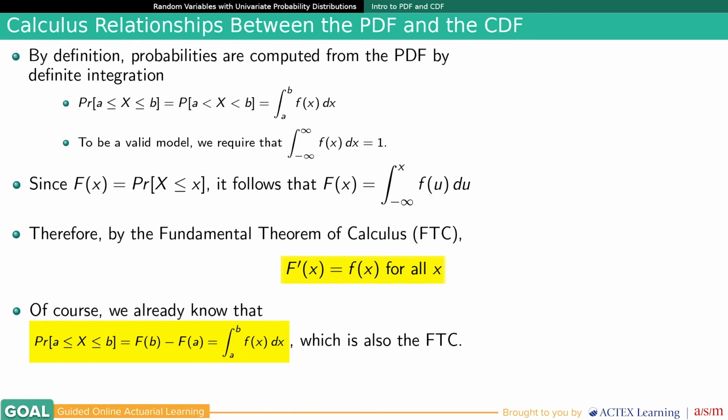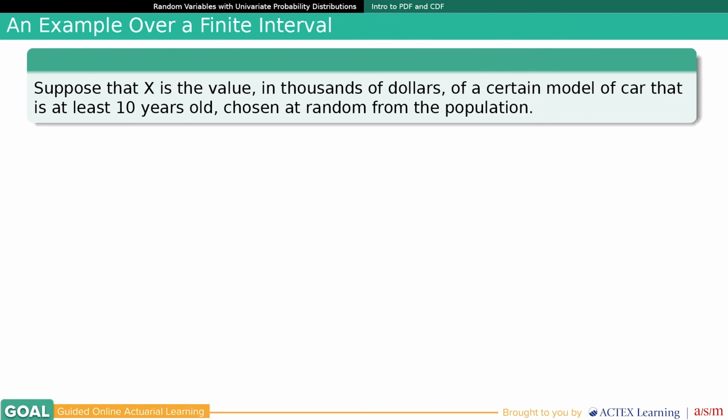Of course, we already know that this probability that we had originally can be computed as capital F of b minus capital F of a. That also represents the fundamental theorem of calculus. In our last couple slides, we're going to take our abstract model from the first content slide and relate it to real life. We're going to make it concrete.